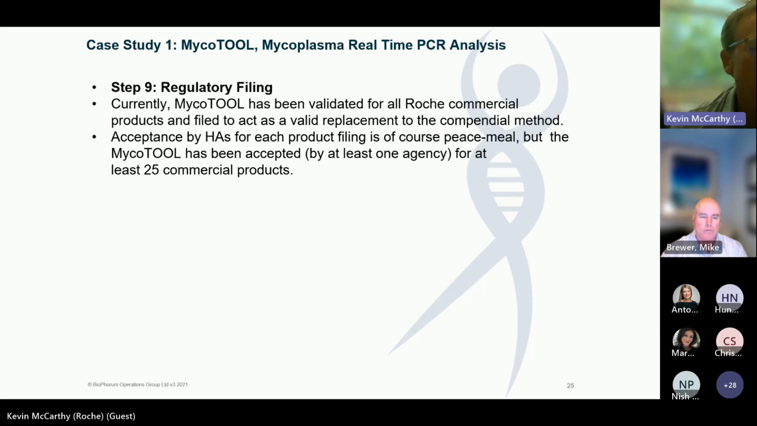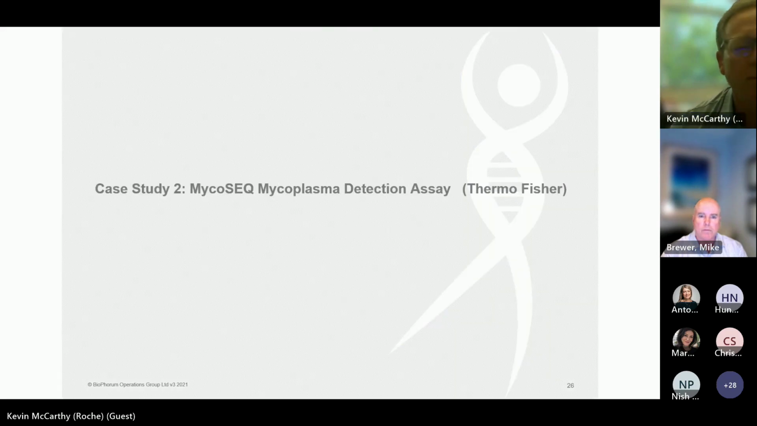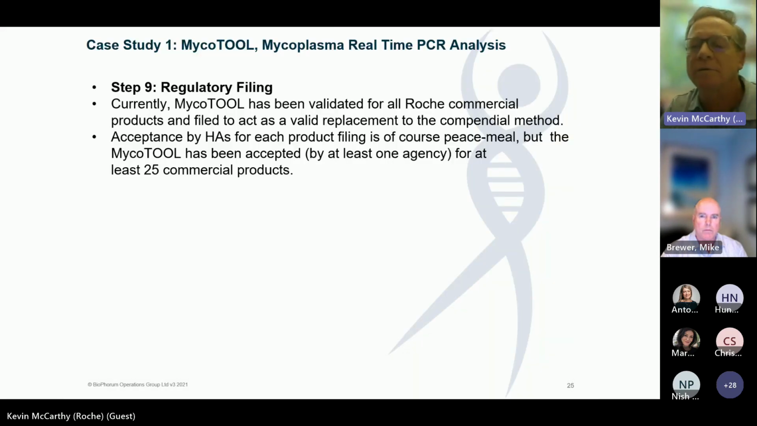Next slide. Additionally, Roche is currently employing this 9-step strategy as well for assessing a flow cytometry system. And I think that concludes my section, my case study presentation.